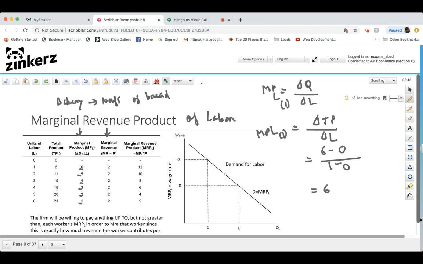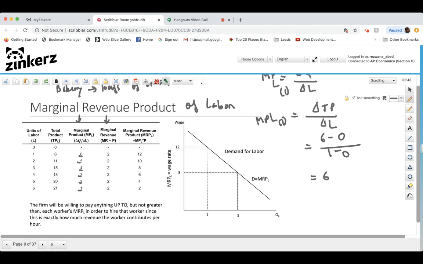What you need to understand is that the reason marginal revenue is a constant number, and that it's equal to price, is because we're assuming that we're in a perfectly competitive labor market, but we're also assuming that we are in a perfectly competitive product market. We're assuming both of these things.